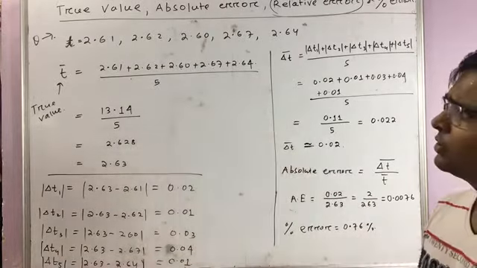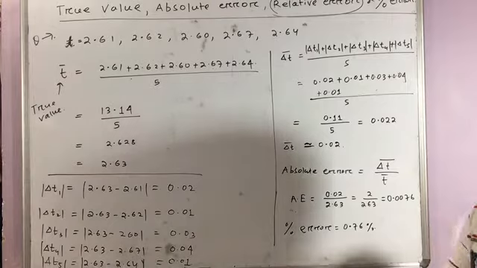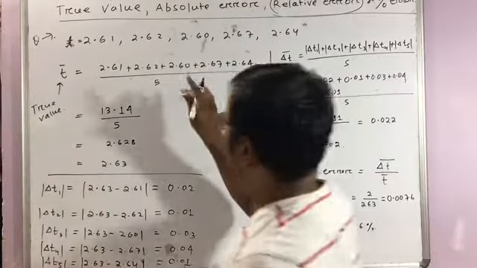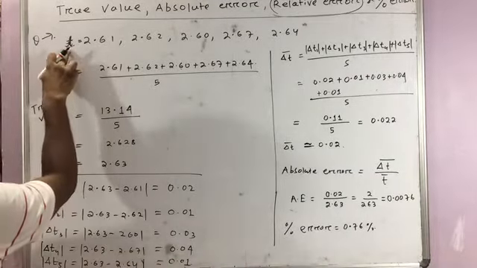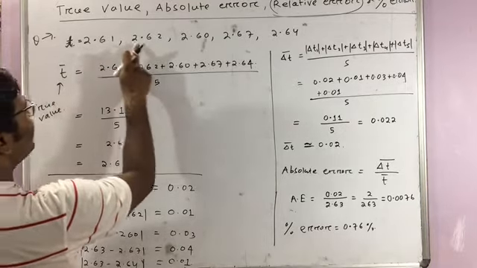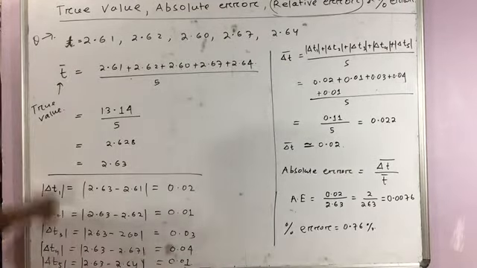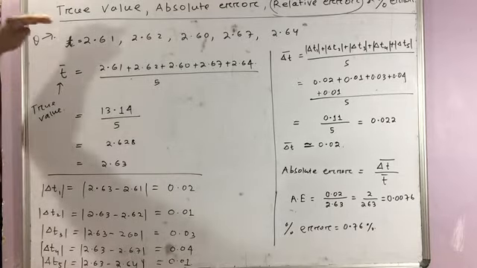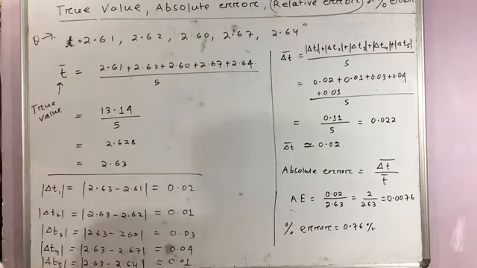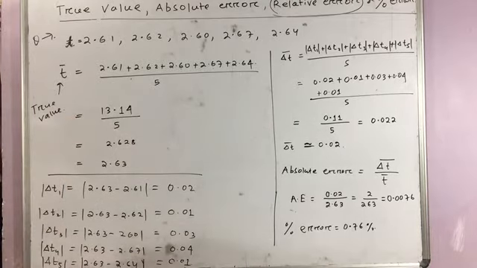Suppose you are measuring the time interval between two events, and you have taken 5 different observations. I took the symbol T for the time, and all the 5 observations are like this: 2.61, 2.62, 2.60, 2.67 and 2.64. Now you are asked to report the result and find the true value, absolute errors, mean absolute error, relative error and percentage error. So this is the procedure you need to follow.